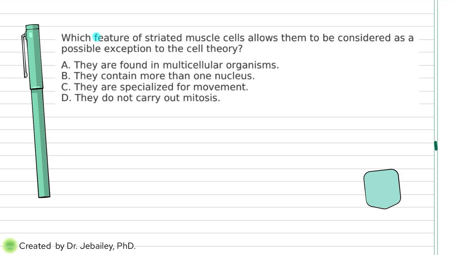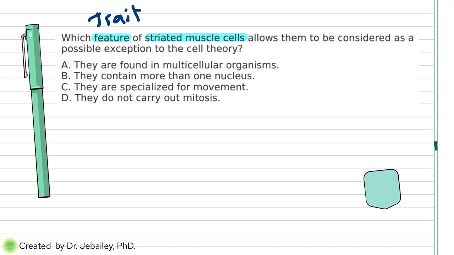Which feature? Now the word feature here, for those who have English as a second language, this actually means trait. So which trait of striated muscle cells? And when you see the word striated muscle cells, automatically you should go back to your memory that you learned there was 3 examples that were exceptions to the cell theory, and one of them was striated muscles. So now you already started digging.